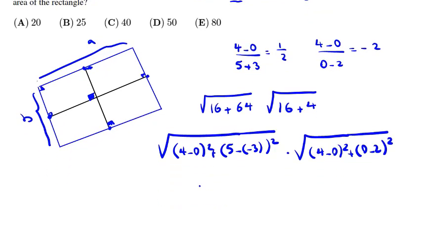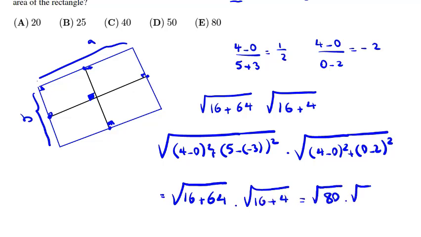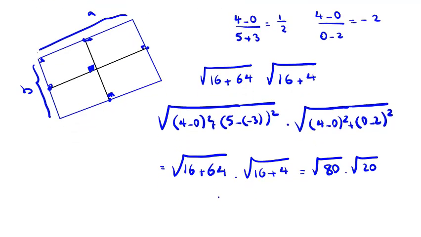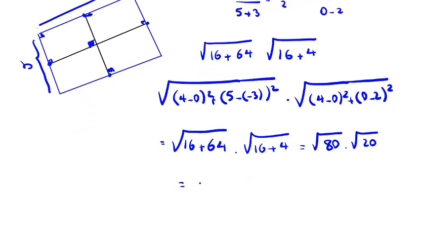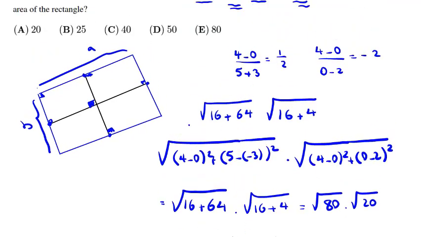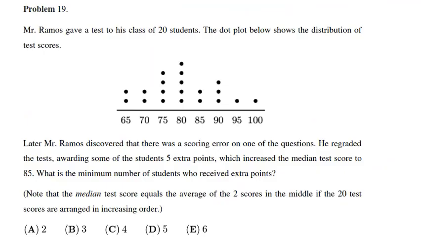And then we've got what? It will be 16 plus 64 times 16 plus 4, which equals 80 times 20. And if we multiply, 10 times 10, take it outside. 8 times 2 is 16, take it outside, it will be 4. And the answer is 40. So the answer is C.